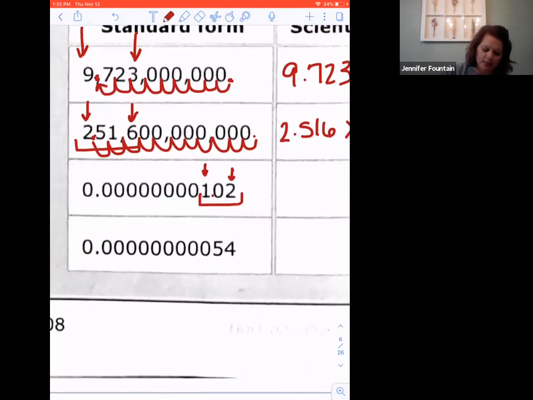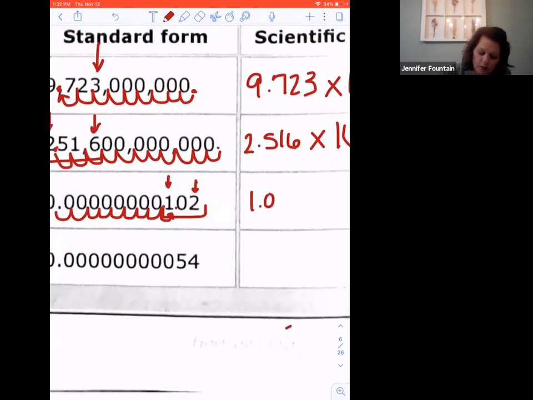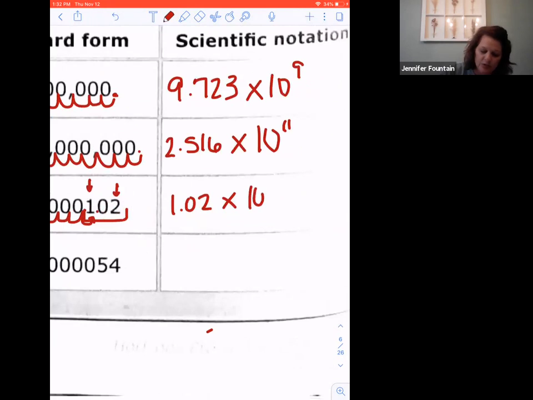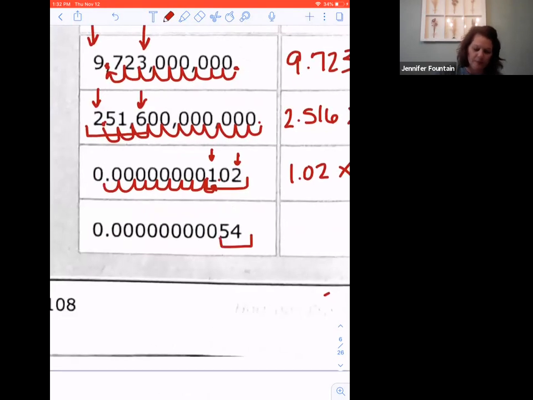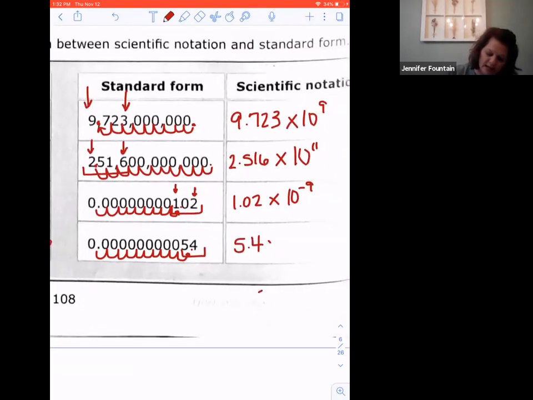In my original problem, my decimal starts right here, and I have to move it 1, 2, 3, 4, 5, 6, 7, 8, 9 places. So my mantissa is 1.02 times 10 to the negative 9th. Then on my last one, first and last non-zero digit, put a decimal between the 5 and the 4. To get it from its original place and move it to between the 5 and the 4, I have to move it 1, 2, 3, 4, 5, 6, 7, 8, 9, 10 places. So I have 5.4 times 10 to the negative 10th power.